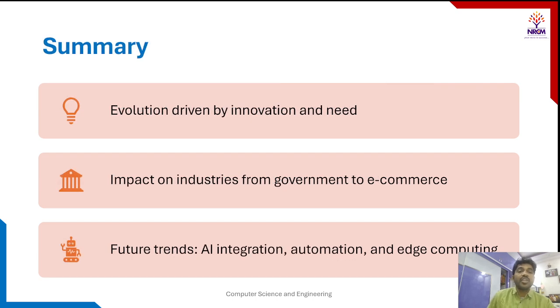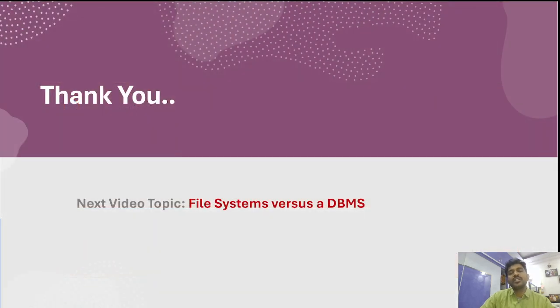In summary, the evolution is driven by innovation, need, and the impact on industries from government to e-commerce, and the future trends are AI integration, automation and edge computing. Among this lecture, you just need to understand how the evolution started from the file systems to the current system. No need to worry; this is the history of the DBMS. You only need to understand how the evolution started.